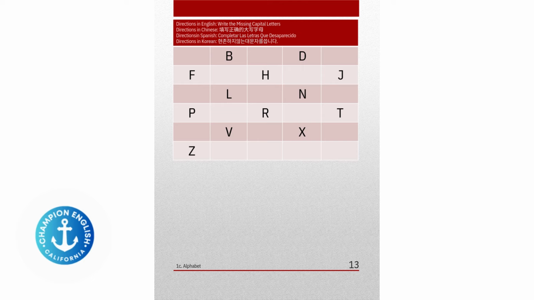Okay, students, now you try it. Here we go. B. D. F. H. J. L. N. P. R. T. V. X. And Z. Good job, student. You have just learned the alphabet.